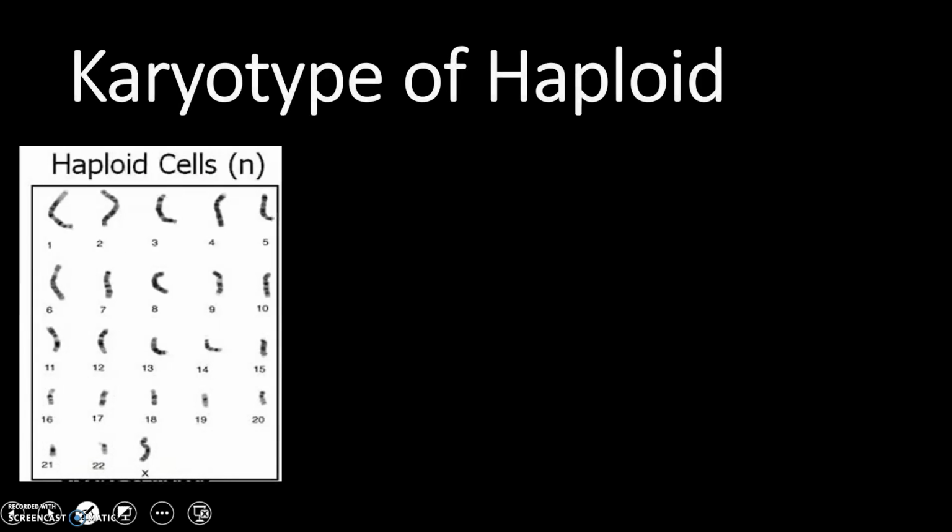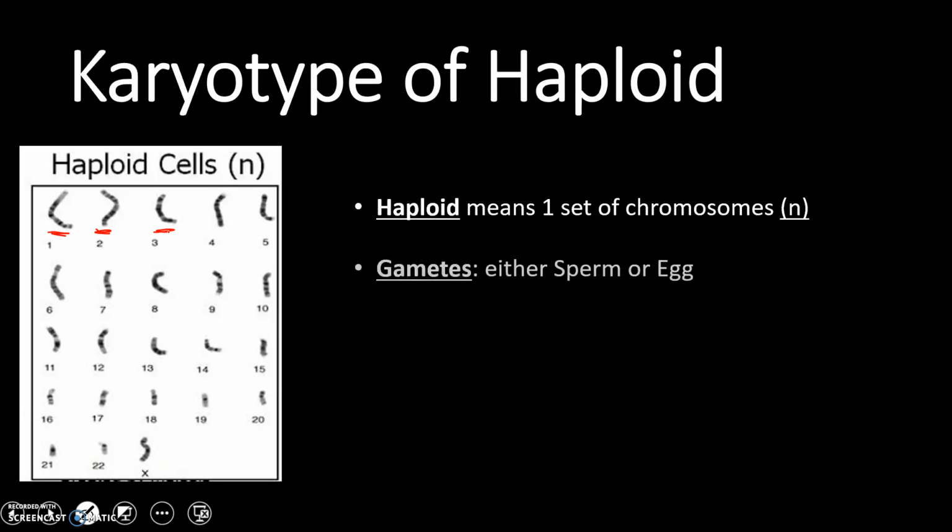If we take a look at haploid cells, in humans, haploid cells have 23 chromosomes, only 23. Haploid means there's one set, one copy of each chromosome. So there's one chromosome number 1, one chromosome number 2, one chromosome number 3, and all the way down until the 23rd chromosome. There's only one copy of each.